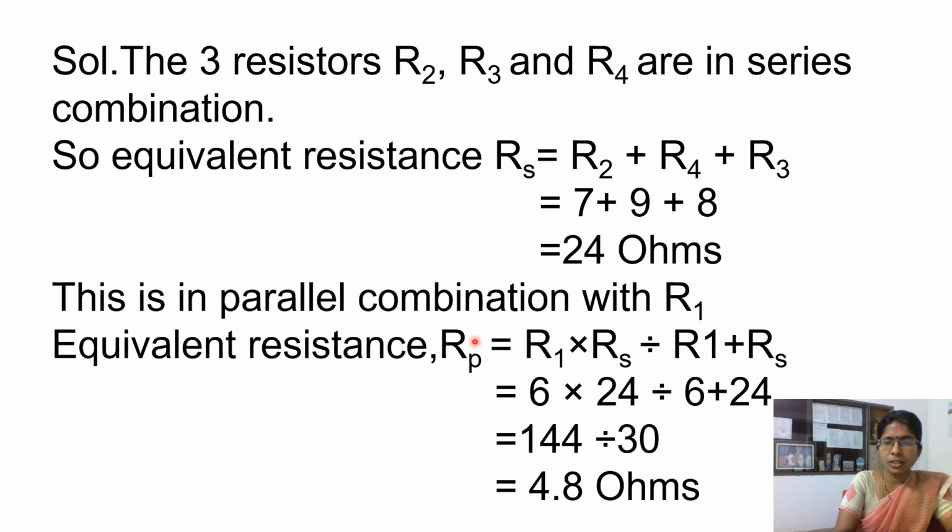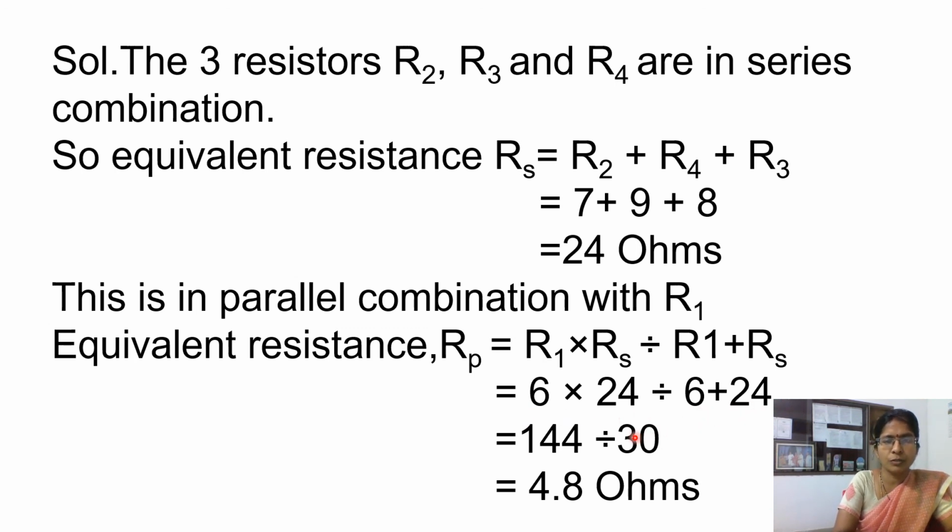So the equivalent resistance in parallel combination, Rp, is equal to R1 into R2 by R1 plus R2, we know that. But here, instead of R2, the other three resistors are in series combination, so it is taken as Rs. So in this circuit, the equivalent resistance Rp is equal to R1 into Rs divided by R1 plus Rs. Substitute the values in this equation. Then it changes to 6 into 24 divided by 6 plus 24.